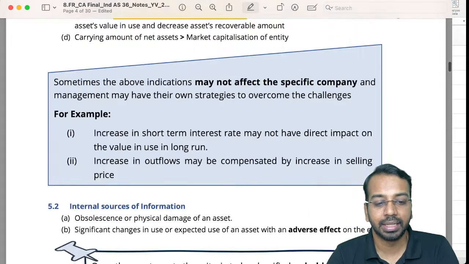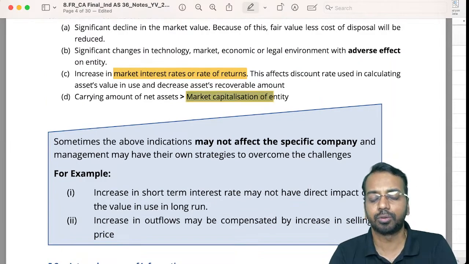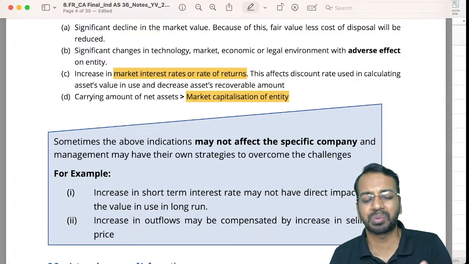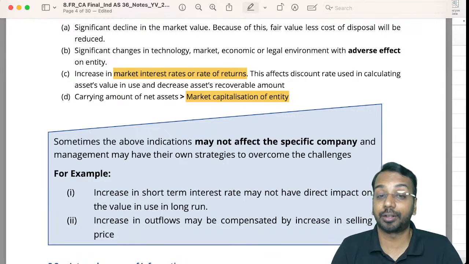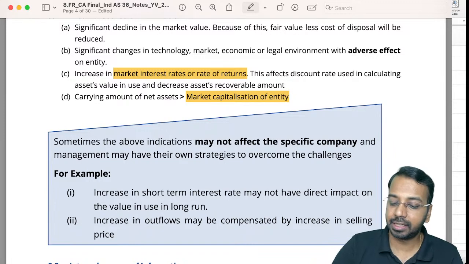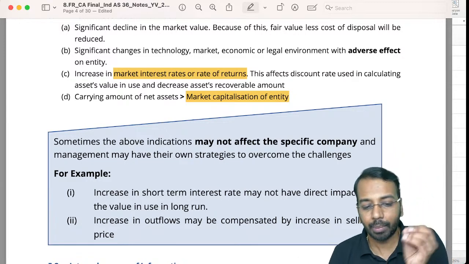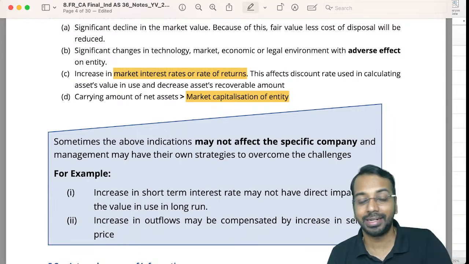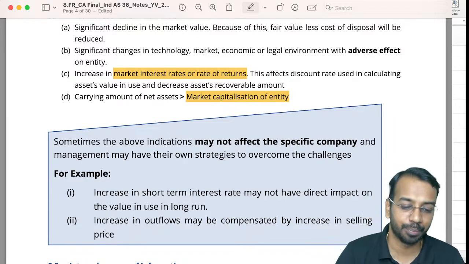Okay, then carrying amount of net asset is greater than market capitalization of the entity. So this happens in case of listed entities. This is one indicator that if you look at the net asset, let us say these are 100 crores. The listed entity's market cap is, let us say, only 80 crores. So market has already discounted. Market has said this entity is worth only 80 crores. That may be an indication of impairment.